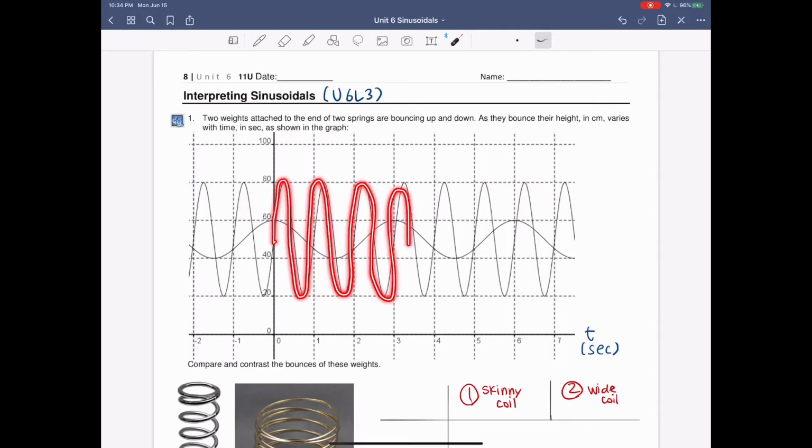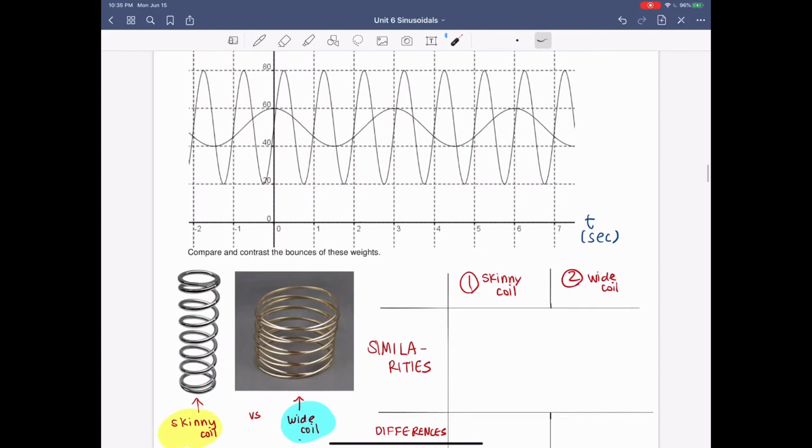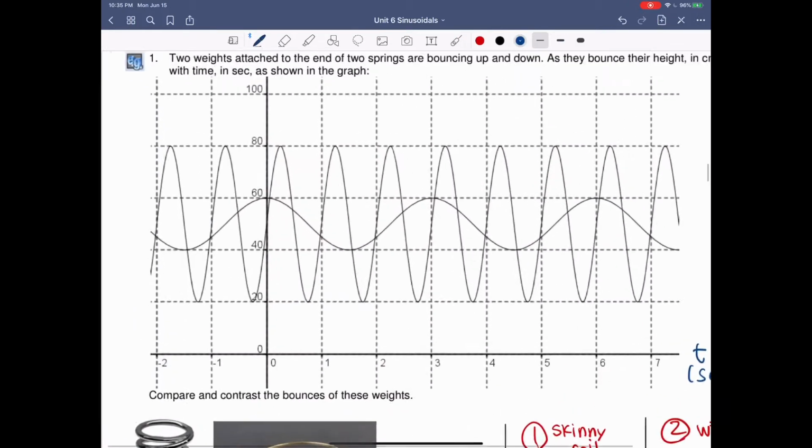It's like a skinny kind of wave, while the other one has a longer wave, and it takes longer for one period to occur. So I took some images of a skinny coil versus a large coil, and then tried to think out which one probably goes with which. So before I interpret that, I'm going to try to see what's going on with the numbers.